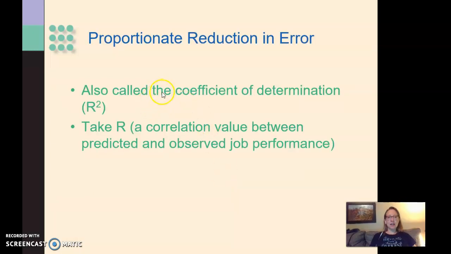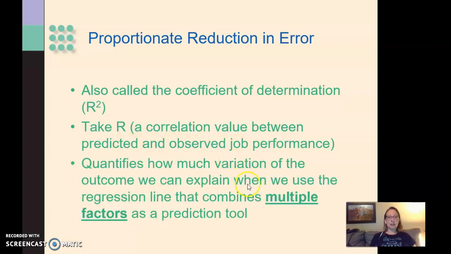If we're adding multiple pieces in, we might be interested in a statistic called the coefficient of determination, or R squared. What we do is take the R, the correlation value between whatever factor and the outcome, and we square it. When we do that, we can see how much of the variation in the outcome is explained by each of the pieces.